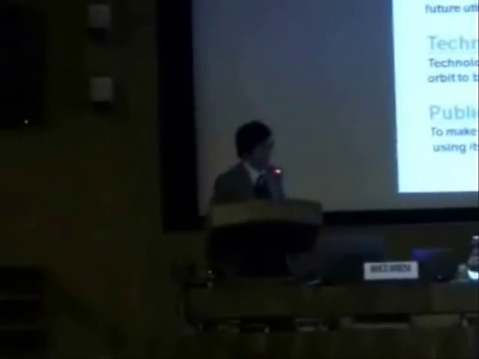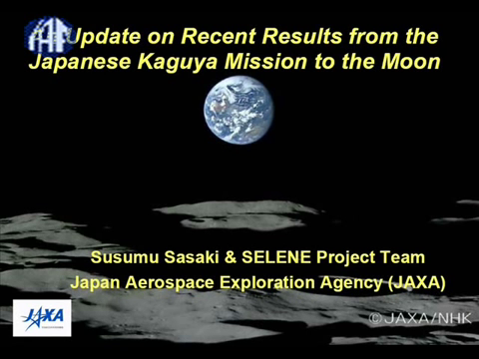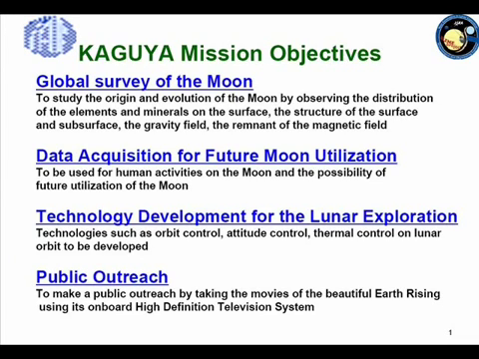First, I show you the Kaguya mission objectives. The primary objective of the Kaguya is lunar science. So that is a global survey of the moon to study the origin and evolution of the moon by observing the elements and also minerals on the surface, and also the surface structure and subsurface structure and gravity field, magnetic field, everything. So that is the primary objective, and also these data are used for the future moon utilization activities.